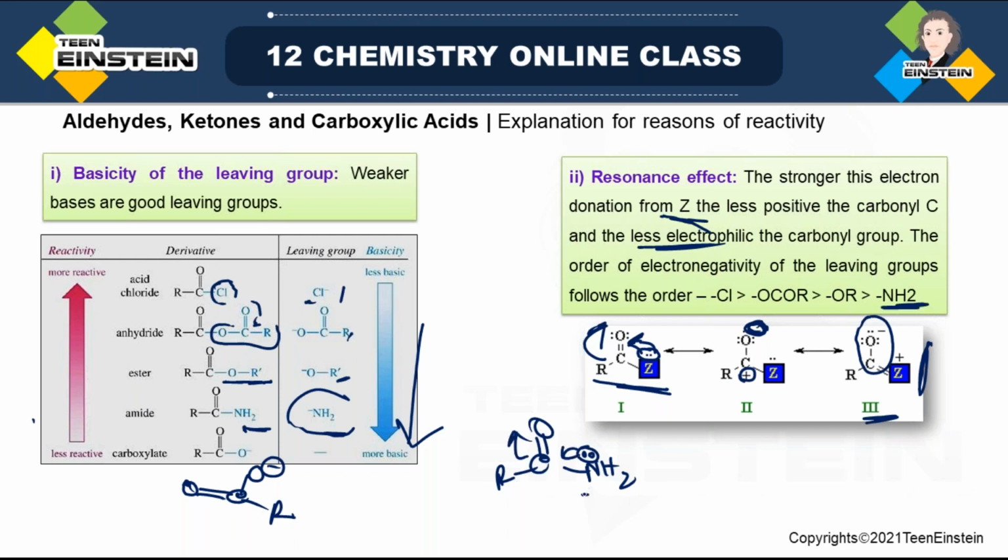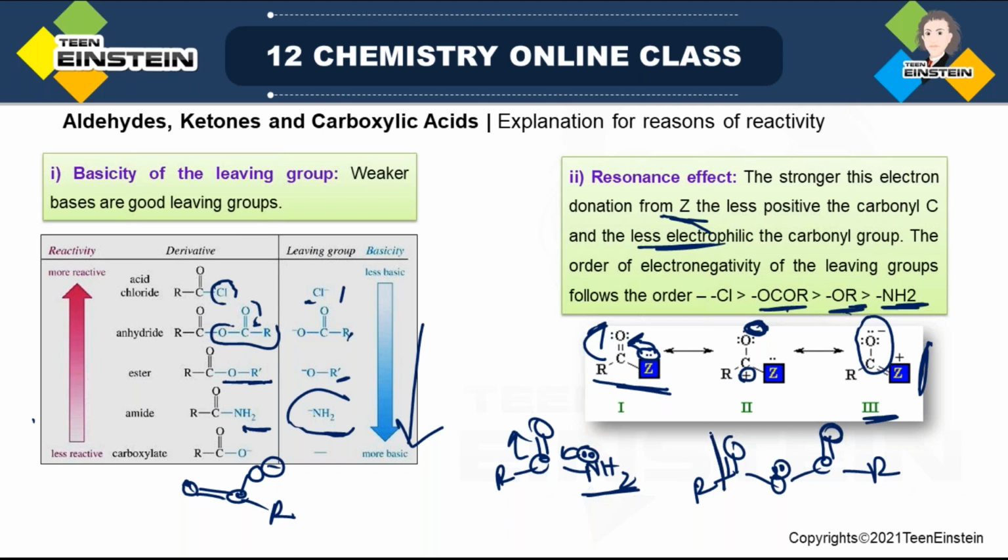Now NH2 has the least electronegativity, but from a donation point of view it has maximum donation because it is least electronegative. That is why it can donate maximum. After that, OR you can consider. Compared to NH2, in case of OR, electronegativity is high because oxygen is more electronegative. So though resonance effect is possible here, it is lesser than NH2. Then we have OCOR. When it is anhydride, here also you can expect resonance effect, but what happens? Both sides there is carbonyl.